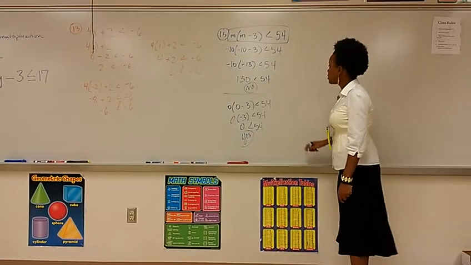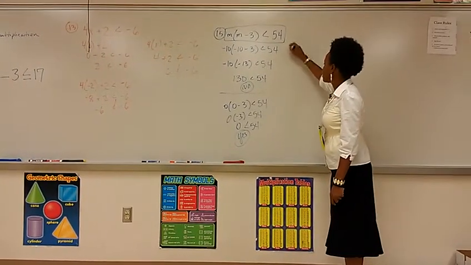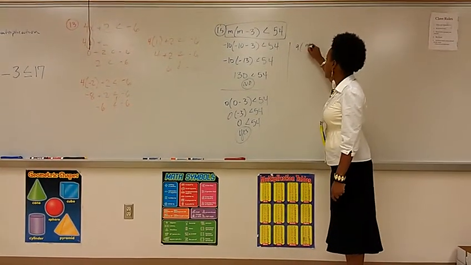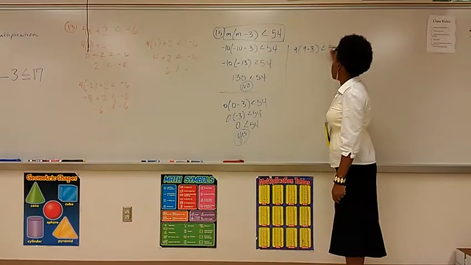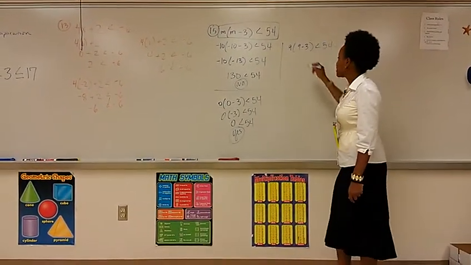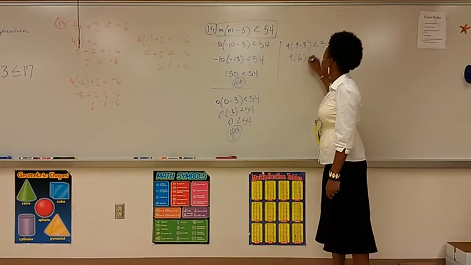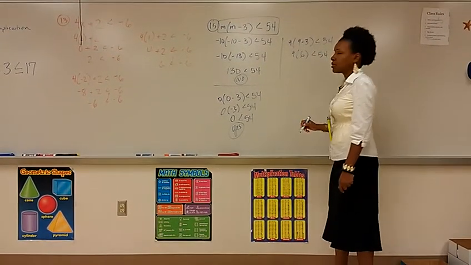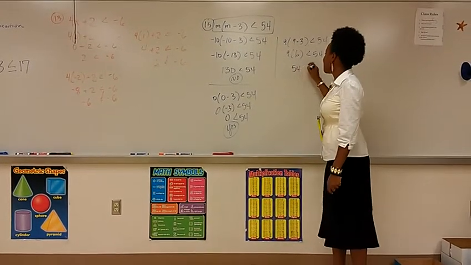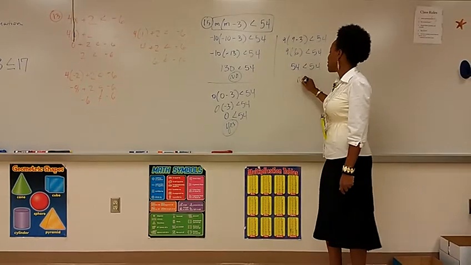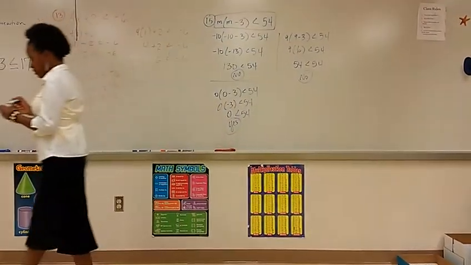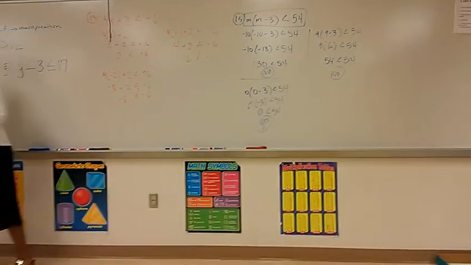Okay? And the last one, what's the number? 9. 9 minus 3 is 6. 9 times 6 is 54. Is 54 less than 54? No. Good. So no, yes, no is your answer. Make sense? Okay, cameraman, I'm done.